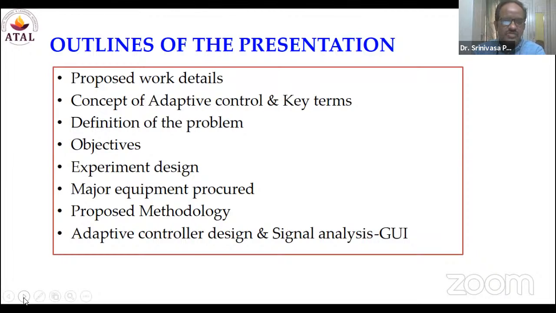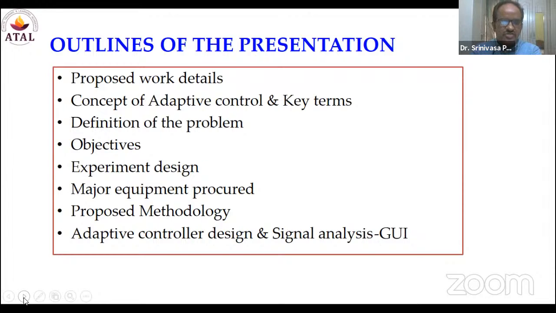To achieve these objectives, I need to select an experimental setup. Then I need to design an experiment to utilize the setup in an optimum way. What are the minimum number of trials so that the required output can be achieved? For that purpose, I need to go for the design of experiments. I'm going to give details about the major equipment procured under the funding of Government of India. I have used this equipment as part of my DST funded project.